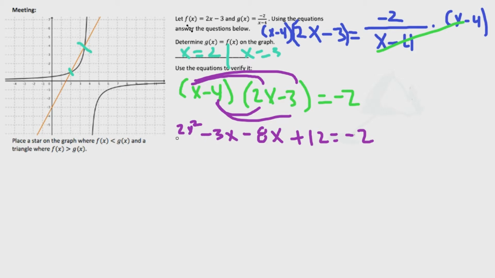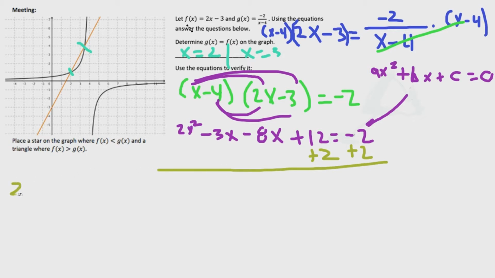Now, we want to simplify this down. Notice that we have an x squared, we have x's and then numbers. So this tells me it looks like the general form of a quadratic, ax squared plus bx plus c. And we want to use the quadratic formula probably to solve this. But remember, we always want to set it equal to 0 to use the formula, which is why we're going to add 2 to both sides so that we can get everything on the same side. So we're going to get 2x squared, negative 3x minus 8x is negative 11x. Bam. 12 plus 2 is 14. So positive 14 is equal to 0.